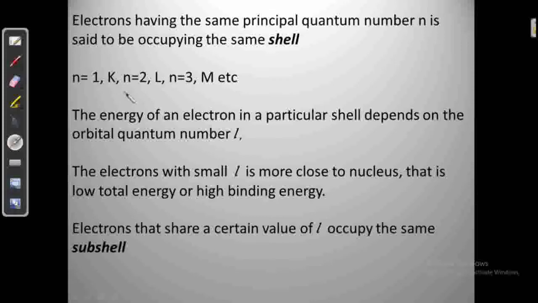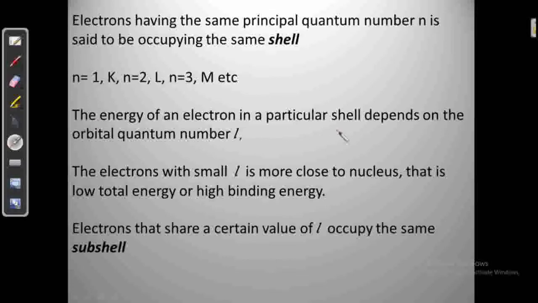When the electrons have the same principal quantum number 2, then we can say that the electrons are in the L shell. The next point is that the energy of an electron in a particular shell depends on the orbital quantum number. So the energy mainly depends on the orbital quantum number, that is l, not the principal quantum number.